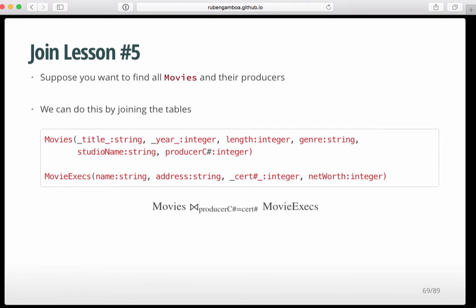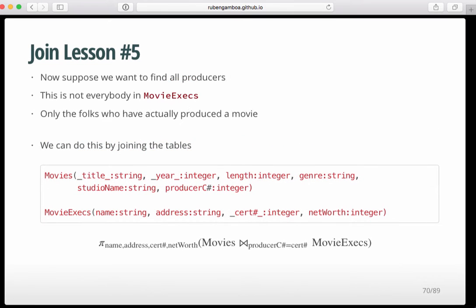All right, fifth lesson that I want you to learn about joins. Suppose you want to find all movies and their producers. That's what joins are for, right? So we'll join Movie on MovieExec, and on the condition producer certificate number is equal to the certificate number. It's similar to stuff we've done before.